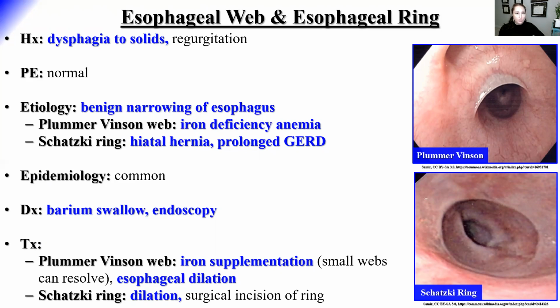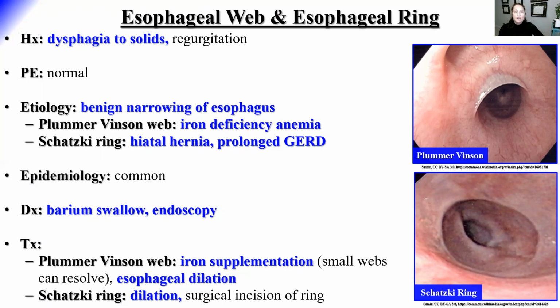Physical exam for this will be normal because you can't see the esophagus when you're looking in their mouth. This is benign, so a non-cancerous narrowing of the esophagus. Plummer-Vinson web, remember from your hematology unit, is associated with chronic untreated iron deficiency anemia. Schatzki ring is associated with hiatal hernias or prolonged reflux, because it irritates that tissue, and that tissue forms this kind of scar tissue in that area.